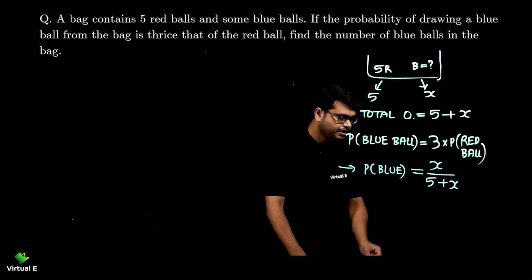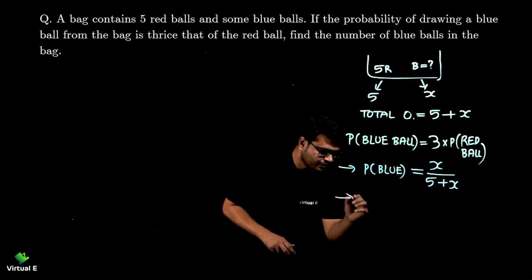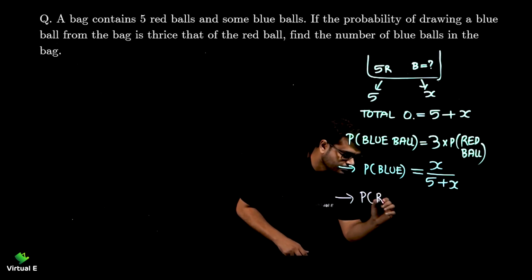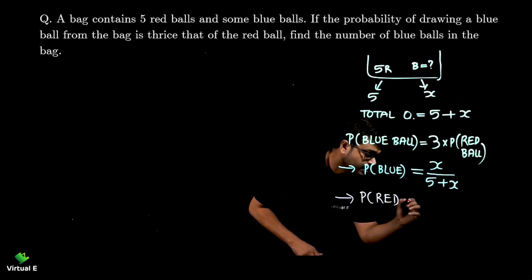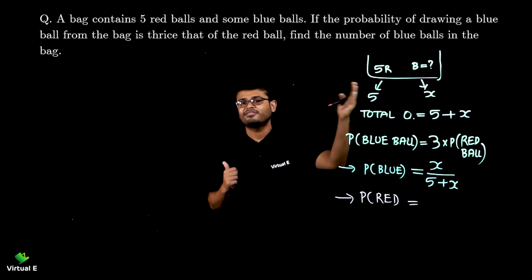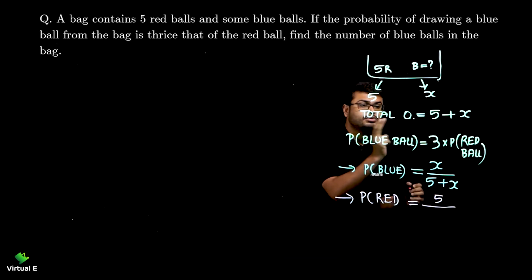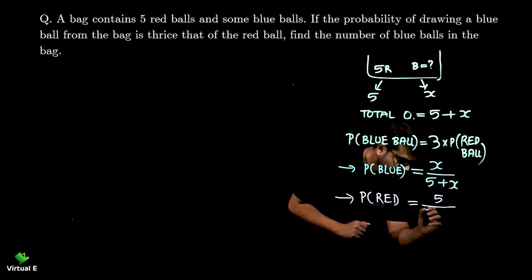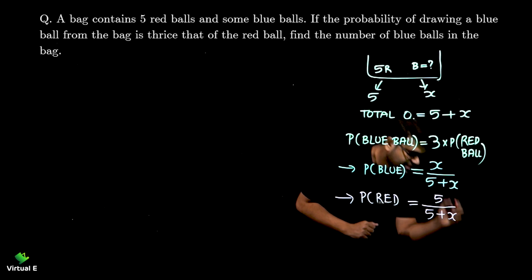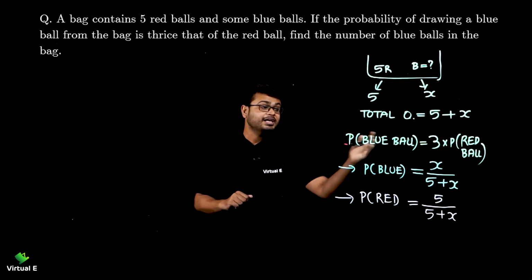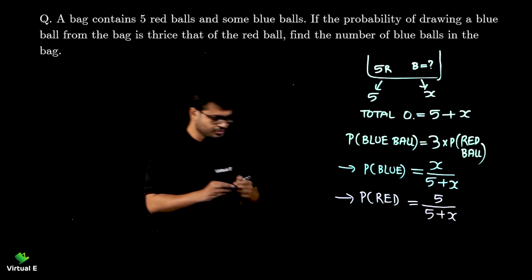Let's move on to the red ball. Probability of red ball. How many red balls are there here? 5, right? So I will write 5 over here, and the total number of outcomes is 5 plus X, same as the previous one. Now I can use this condition to solve the equation.